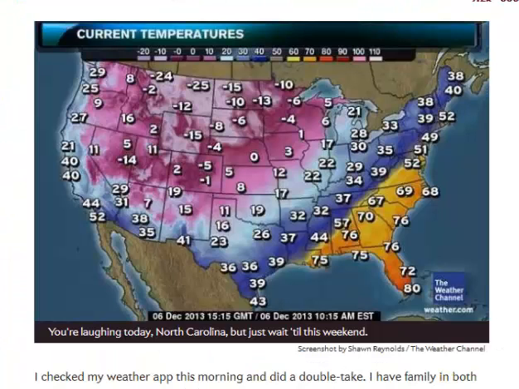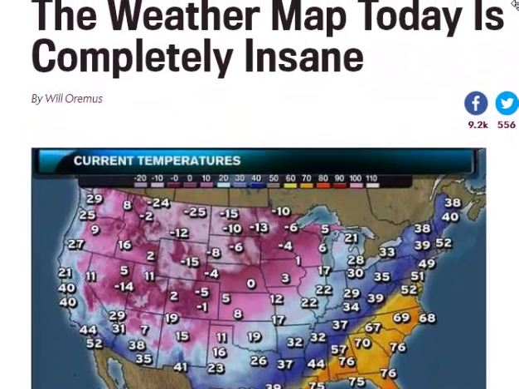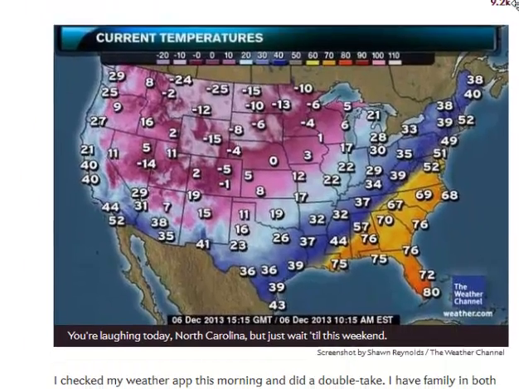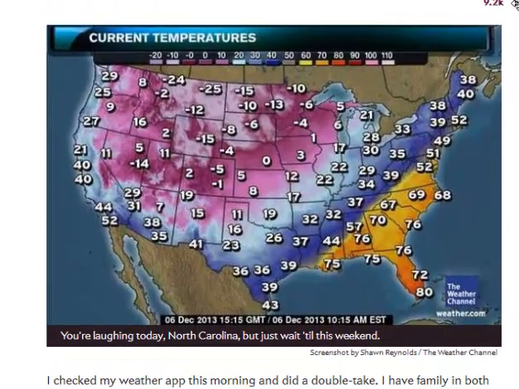This I happened to pick up also, which was, I thought, a very interesting map of the United States. The headline of this article is "This weather map. The weather map today is completely insane." Look at this weather map. This is actually from December 6th of this year, 2013.